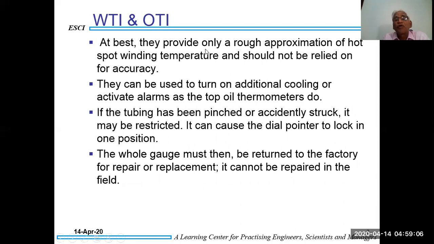At best they provide only a rough approximate hotspot winding temperature and should not be relied on for accuracy. They can be used to turn on additional cooling or activate an alarm, as the top oil thermometers do. If the tubing has been pinched or accidentally struck, it may be restricted. It can cause the dial pointer to lock in one position. The whole gauge must then be returned to the factory for repair or replacement. It cannot be repaired in the field.